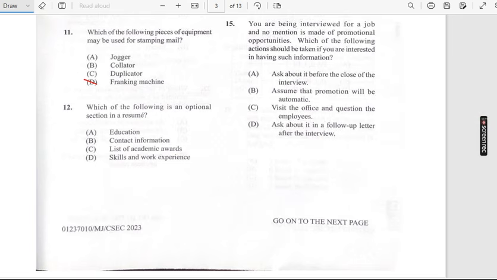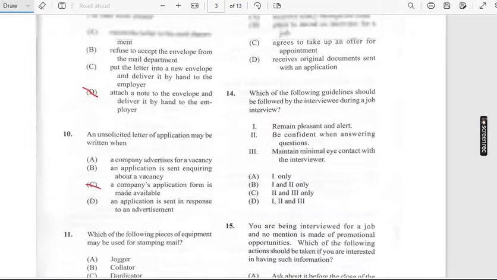Number 12, which of the following is an optional section in a resume? Alright, so education, you'd have to state, for a resume you'd have to state preferences, has to do with your school levels. The contact information is necessary, and the list of work experience and skills is mandatory and needed as well, but this one is optional. The list of academics, awards is optional, it doesn't necessarily have to be there. Alright.